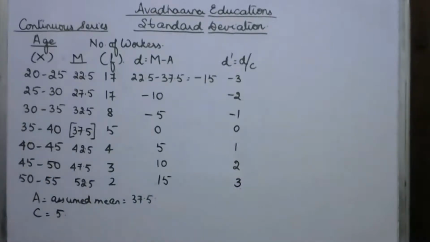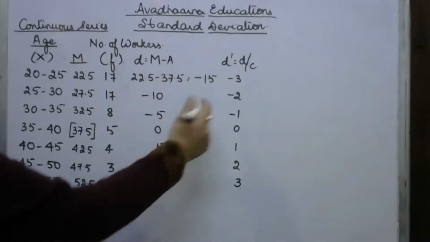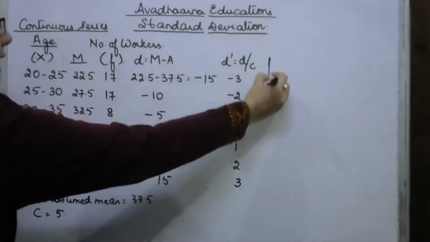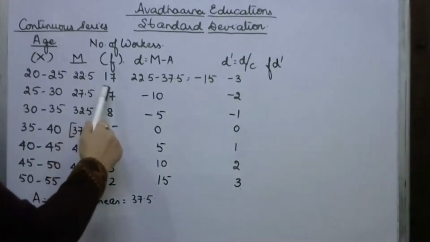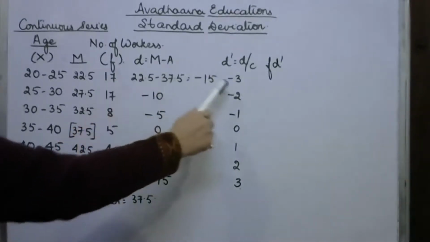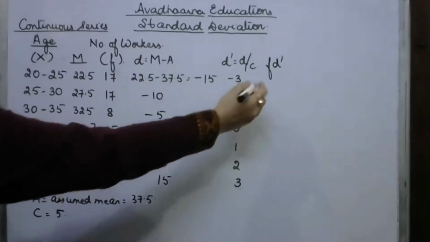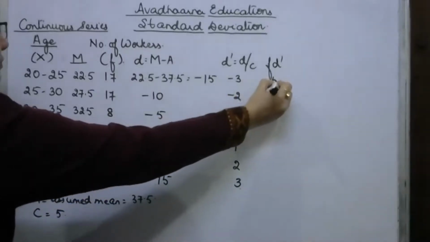The next step for calculation of mean will be, we'll calculate fd dash. Fine, we'll calculate fd dash, which is 17 multiplied by minus 3, which is equal to minus 51.